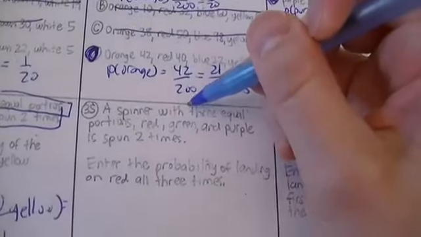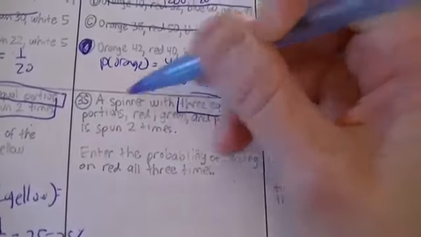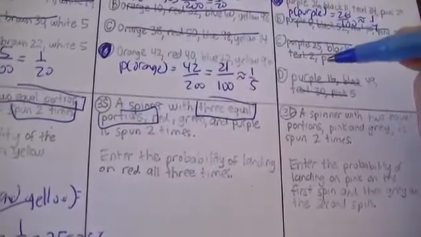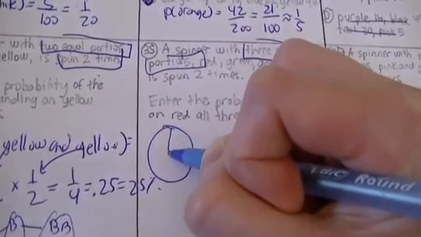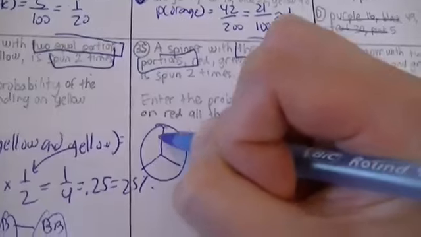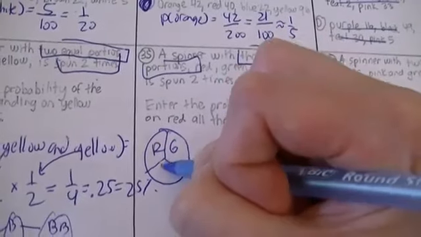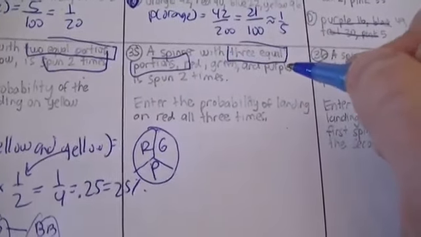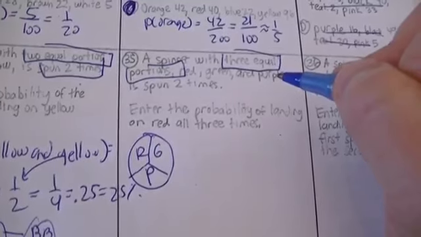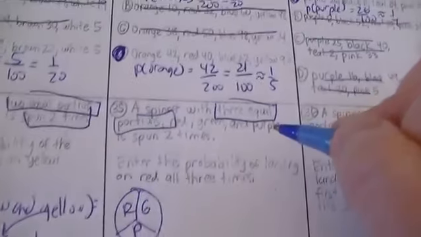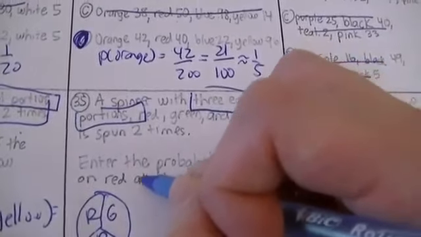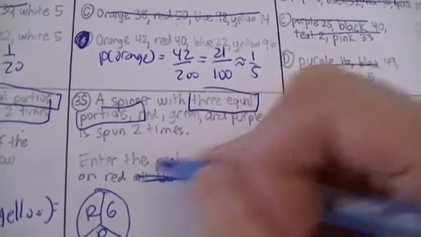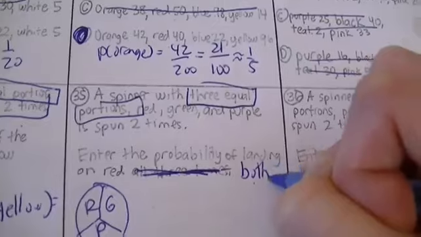Both ways work. Okay, a spinner with 3 equal portions, red, green, and purple. This is spun 2 times. So I'm going to try to draw that. Pretend these are 3 equal portions. Red, green, purple. And the probability of landing on red all 3 times. Oh, it should say twice, because we only spun it twice. Both times. Sorry, typo.